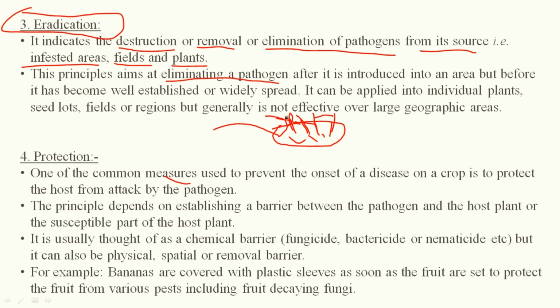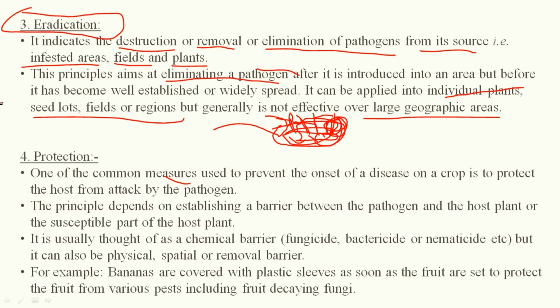First point. Second point is what? Before this pest establishes permanently in this field, before the pest completes its life cycle and stays permanently over here, we have to eradicate those pests. That is the aim of this eradication principle. It can be applied to individual plants or seedlots or a field or specific regions, but it is not effective over a large geographic area. It is only possible in a very small area, not in large areas. Understood? This one is eradication. Then come to protection.